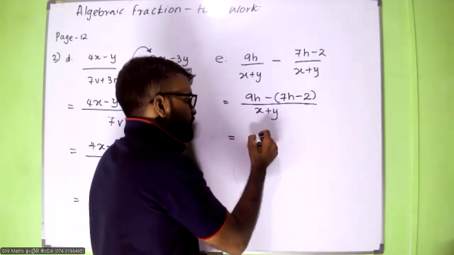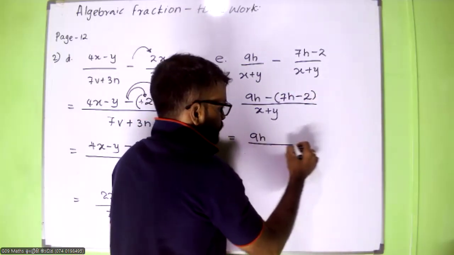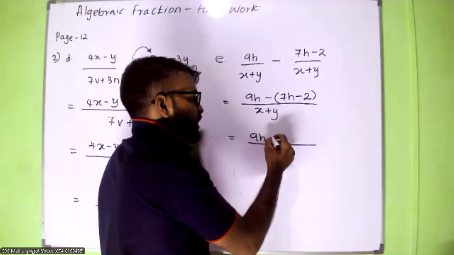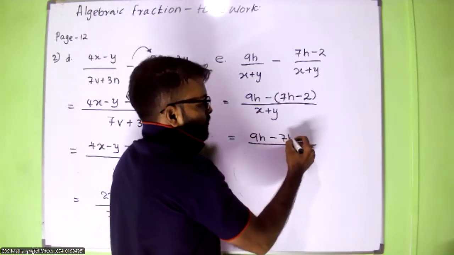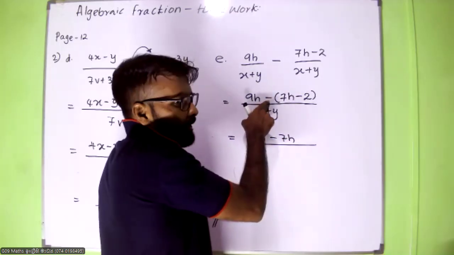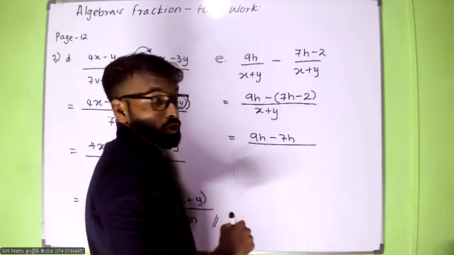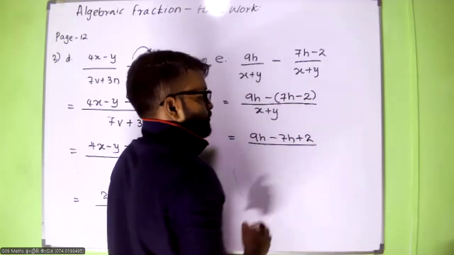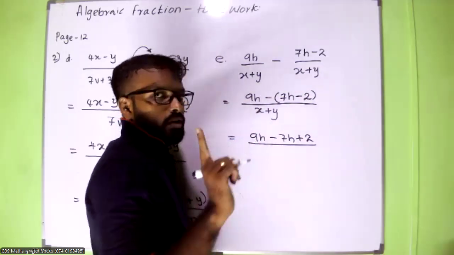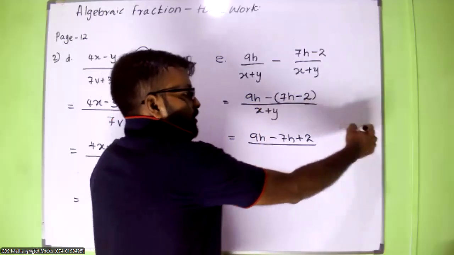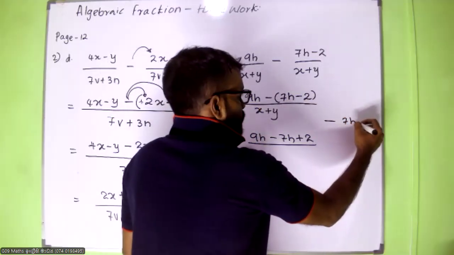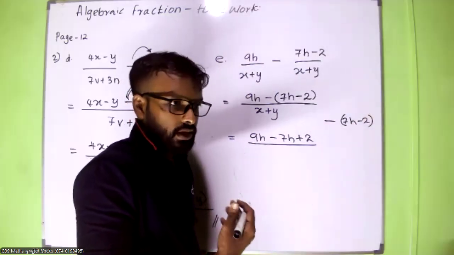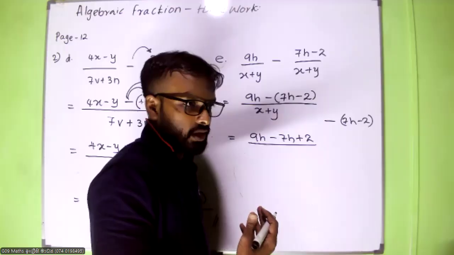Now go for the simplification. 9h, negative times positive, negative 7h. Negative times negative, positive 2. If you can remember, here you have 7h minus 2. I am repeating this.